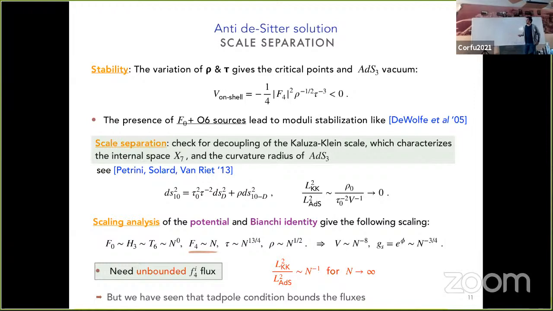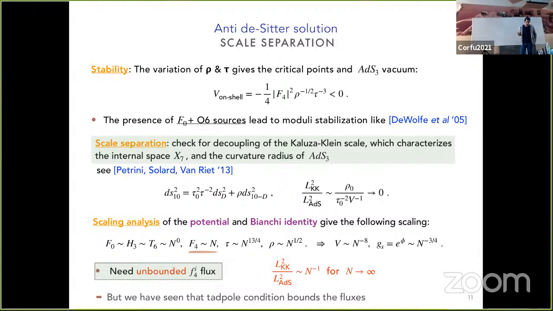What we want to do is, if it's possible, to see if we have any indication for scale separation, and by this we mean the decoupling of the Kaluza-Klein scale and the radius of the AdS3. To do that, we go to the potential and perform a scaling analysis. So we require all the terms to have the same scaling in order to see the contribution of each term. And we see that the only term from the fluxes that can take large values, and it affects, of course, the separation of scales, is the RR field, the F4.